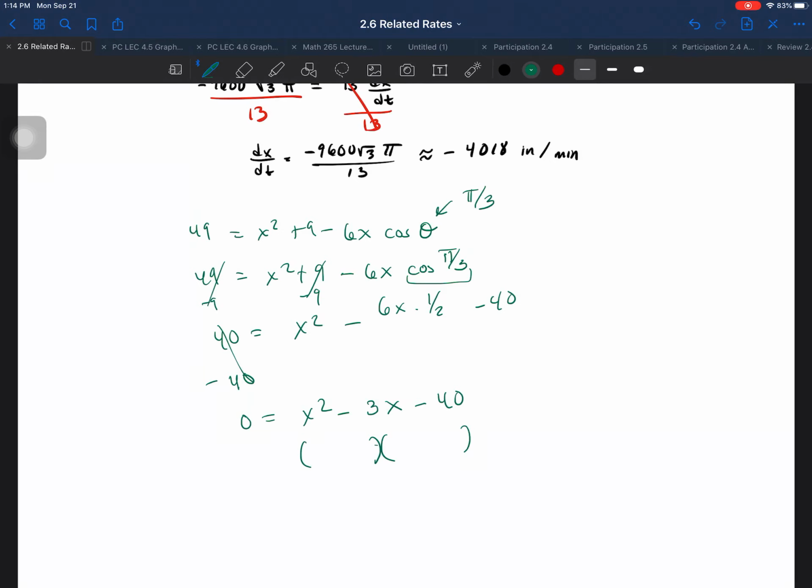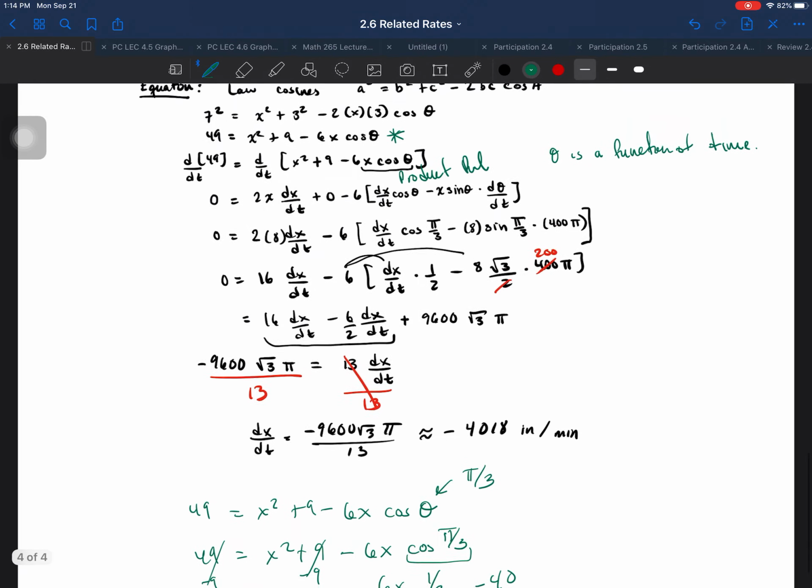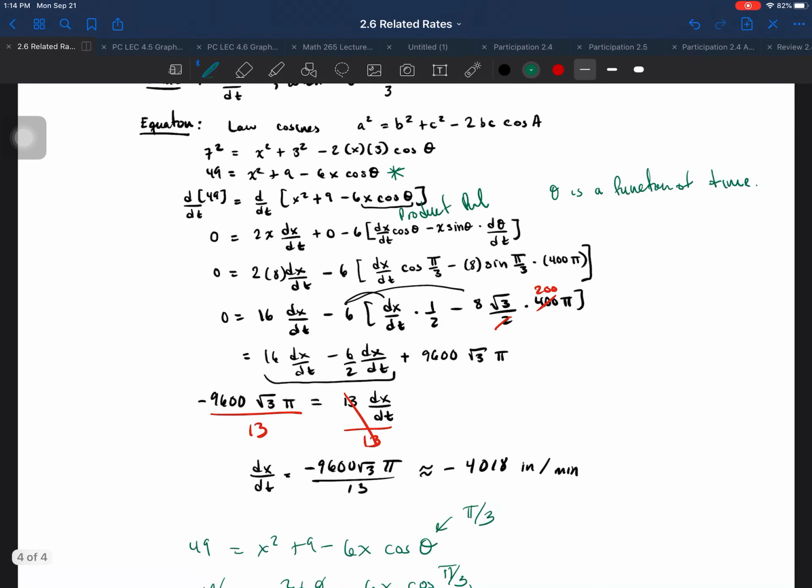And then we can try to factor this out. So this will be 40, that will be 5 and 8. And so this will also imply that x plus 5 equals 0 and x minus 8 equals 0. This gives you x equals negative 5 and this gives you x equals 8. You cannot have a distance that is negative, so here we're going to have x equals 8. So that's where the 8 came from, and so we're going to use that here.